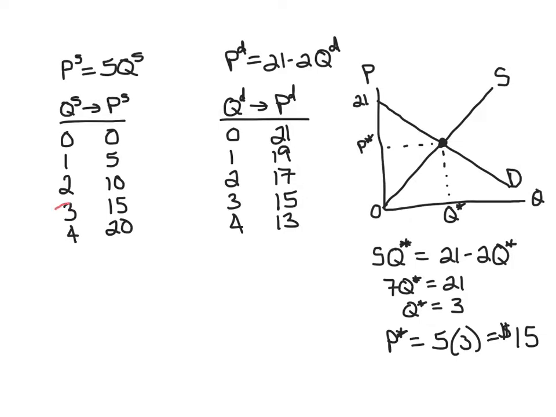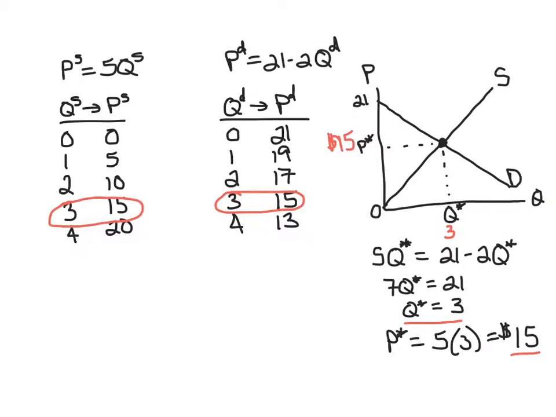Well, yes, we did. We see that when the quantity is 3 and the price is 15, both the supply and demand curve match up there. So we know that the quantity, just like we solved for here, is 3 and the market clearing price is 15. We've now confirmed that with our second method. So I'm going to label that here. Q star is 3, P star is $15.